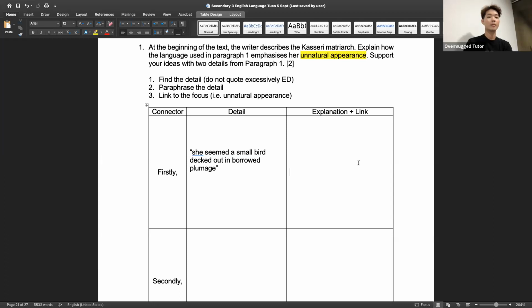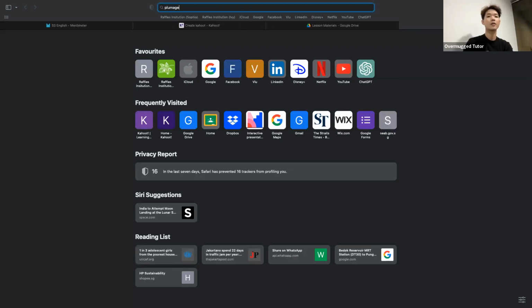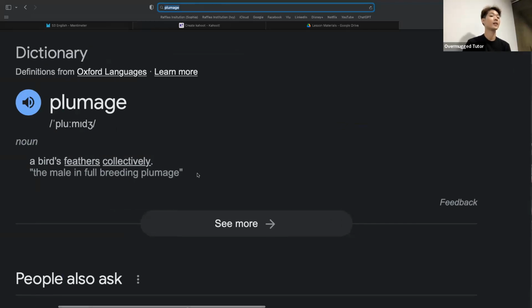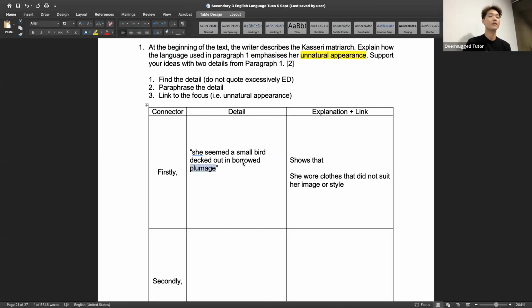"She seemed a small bird decked out in borrowed plumage" shows that she wore clothes that did not suit her image or style. Because what is plumage? Anyone knows what plumage is? Don't know. Okay, I will show you. Plumage is a bird's feathers, basically. So if they say she looked like a small bird in feathers that are not hers, it means it's just clothes that did not really suit her image or her style.